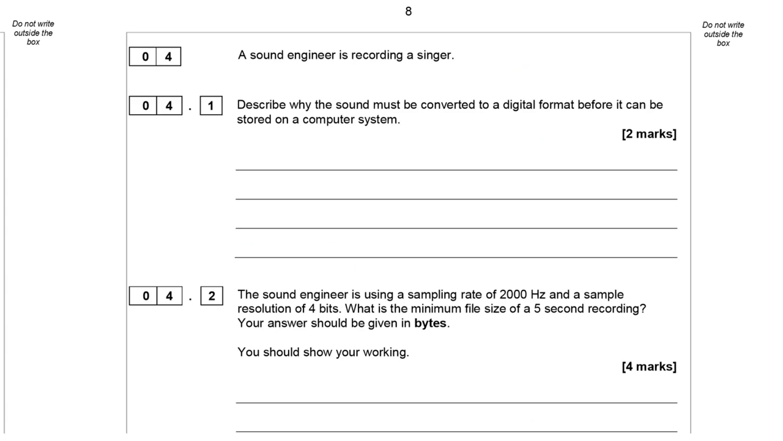Question 4 begins with a sound engineer recording a singer. We need to describe why the sound must be converted to a digital format before it can be stored on a computer system, just for 2 marks. So this is all about the fact that sound is a wave, so that's how sound's created, by creating waves. And this is analog.